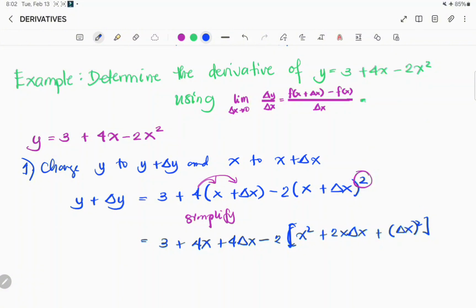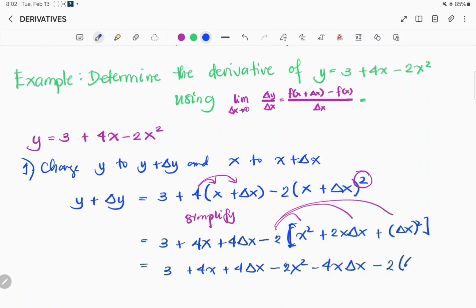Further simplifying this side of the equation, it will become 3 plus 4x plus 4 change of x minus, so we have to distribute this negative 2 inside the terms of this perfect square trinomial. It will become negative 2x squared minus 4x change of x minus 2 change of x squared. These two lines of solution are both equal to y plus change of y.